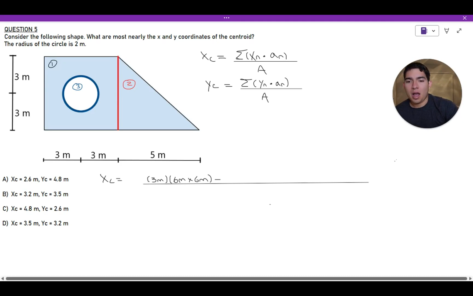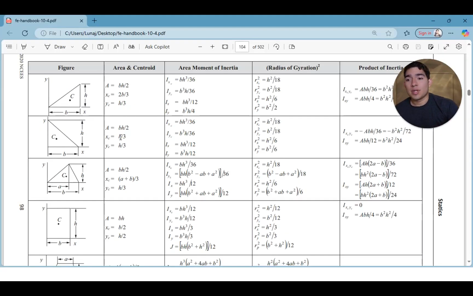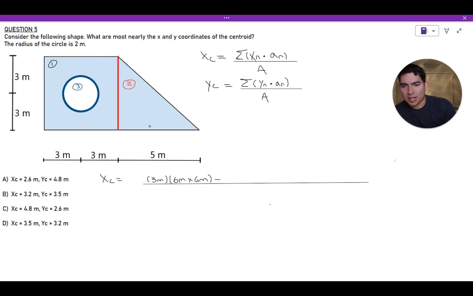Now we need to find the x coordinate for the centroid of our triangle. So let's look at the FE reference manual once again, just as a reminder for how we can find that. As we can see here on page 98, when we have a triangle facing this way, the x coordinate for the centroid will be at the base divided by 3 from this end of the triangle. So in this case, the base of our triangle is 5 meters. If we divide 5 by 3, we're going to get 1.67.